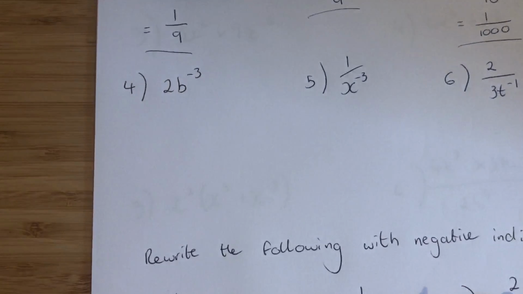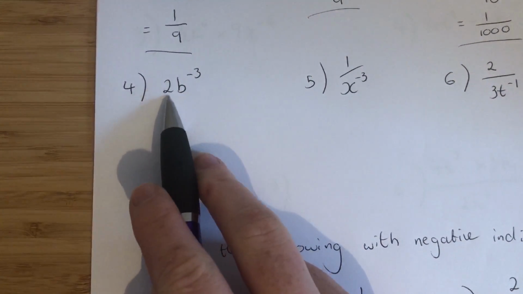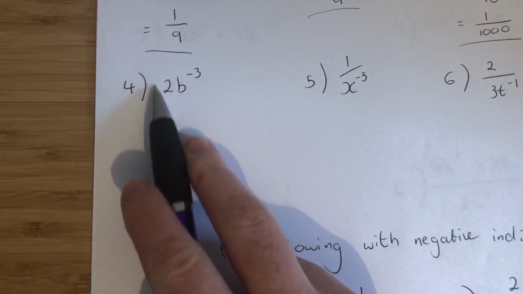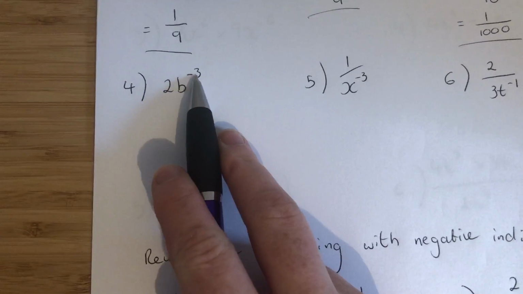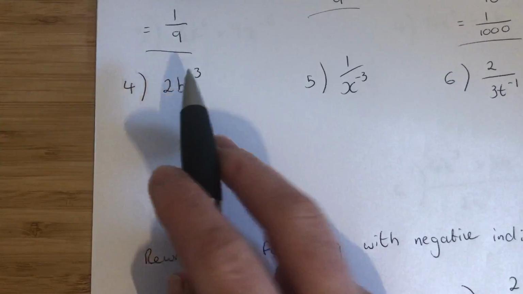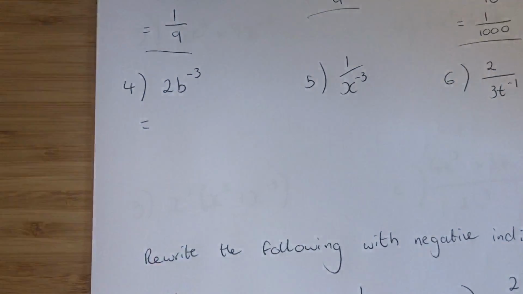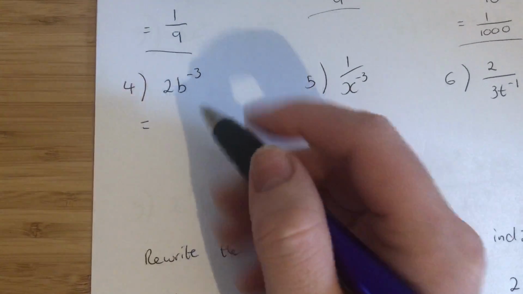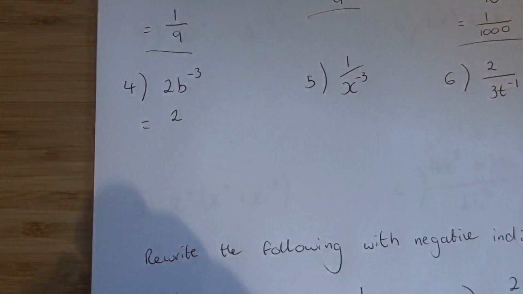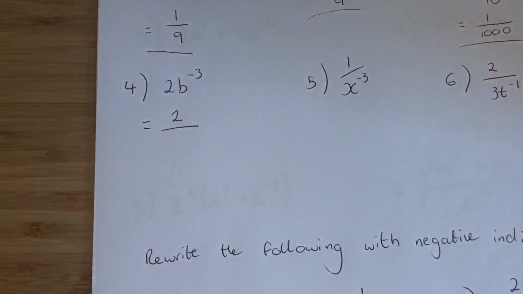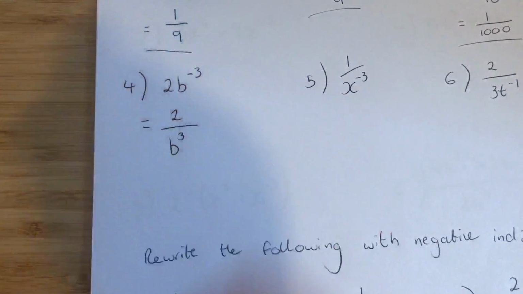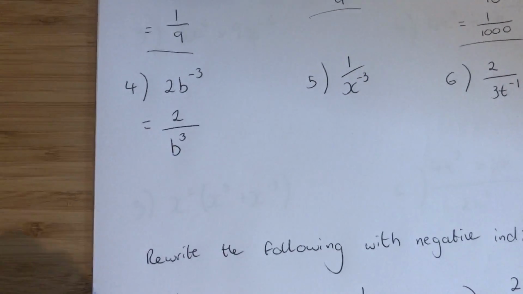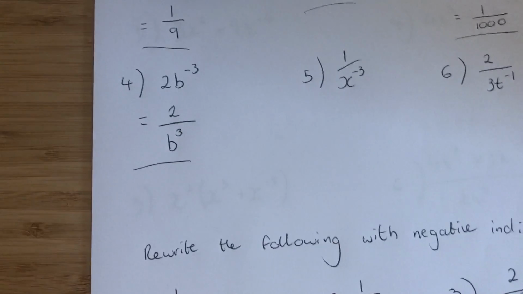Right, let's look at the next one. Now we've got a coefficient in front, so we've got 2. It's not in brackets, which means that the 2 isn't to the power of negative 3. It's just the b. So when we're moving it, we're only moving the one that is actually to the power to the denominator. The 2 has to stay on the top there, because it's not been put to the power of negative 3. 2 over b cubed. So we've moved it to the denominator and changed the power to positive.